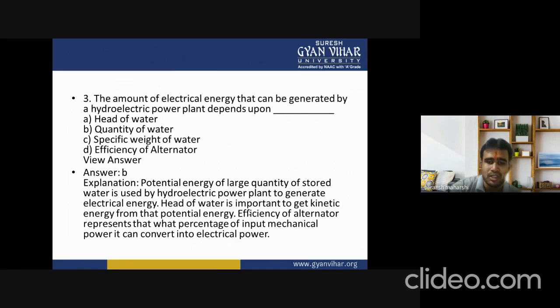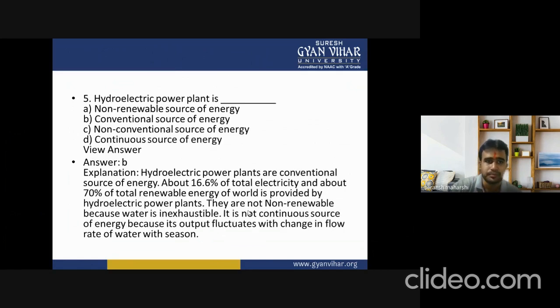Potential energy of a large quantity of stored water is used by the hydroelectric power plant to generate electrical energy. Head of water is important to get kinetic energy from that potential energy. Efficiency of alternator represents what percentage of input mechanical power it can convert into electrical power.